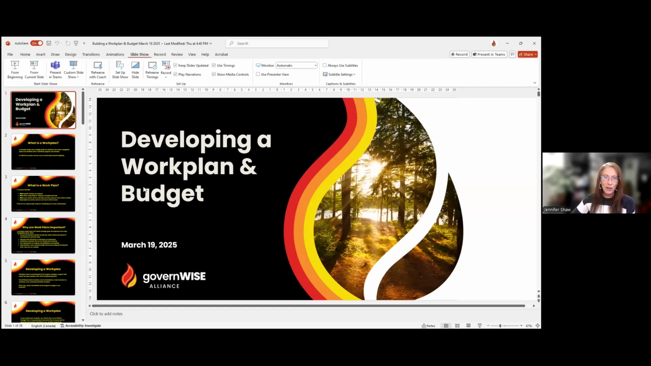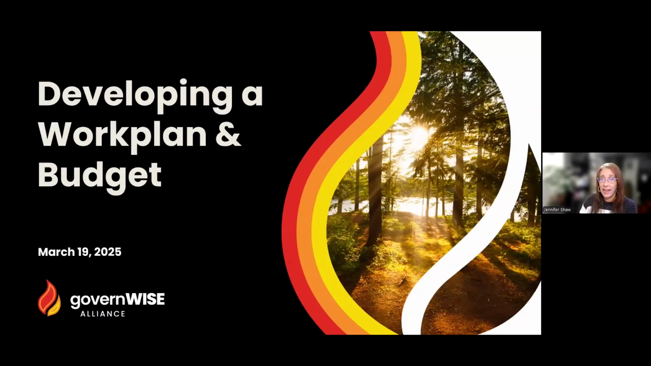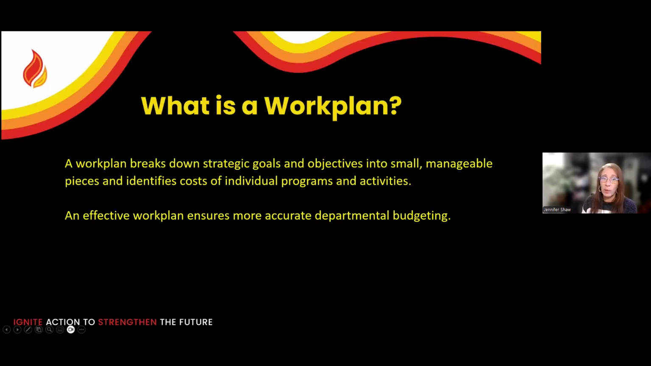Okay, so today we are going to talk about developing a work plan and budget. So first of all, what is a work plan? A work plan is your yearly plan on all of the activities that you are planning to do within the upcoming fiscal year. This work plan is going to break down strategic goals and objectives into smaller, more manageable pieces. And the good thing is this also identifies costs. That's really going to help moving forward into a budget for these individual programs. An effective work plan ensures more accurate departmental budgeting.